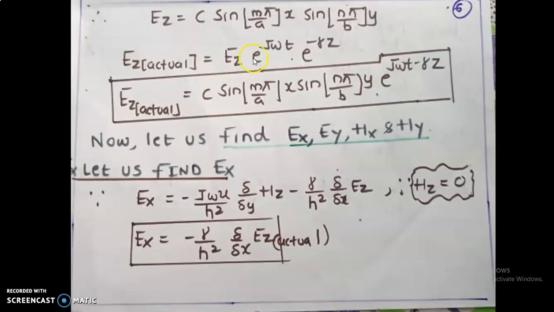So now I can say that I got Ez, but this is not the actual signal, it's a magnitude itself. Any signal will have magnitude times some wave. Here the wave is, as we have already discussed, a complex exponential time varying field, and we have taken this as e power of minus gamma z. It indicates that the wave is propagating in the z direction. Gamma is nothing but the propagation constant.